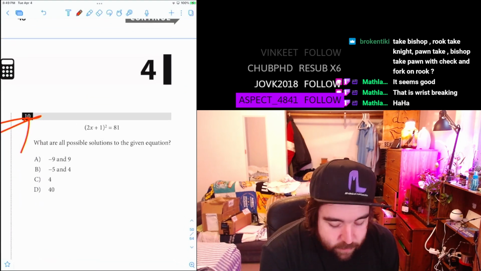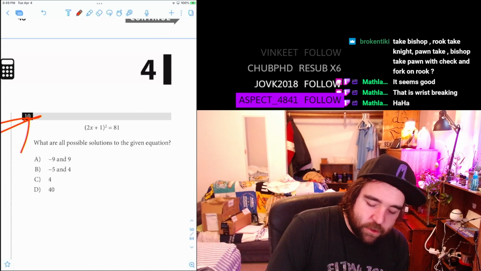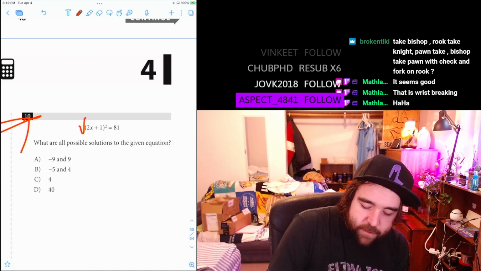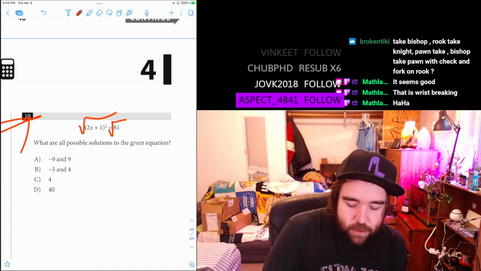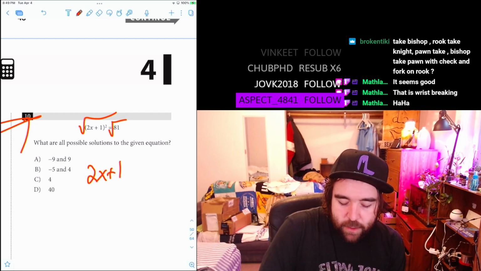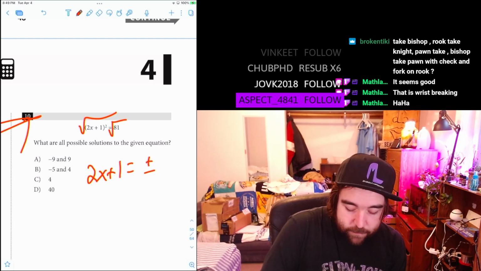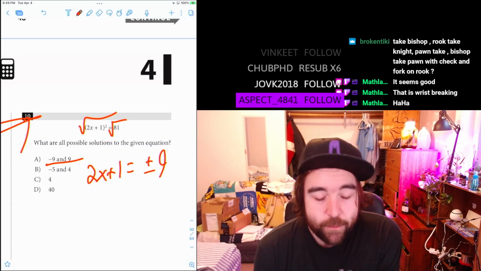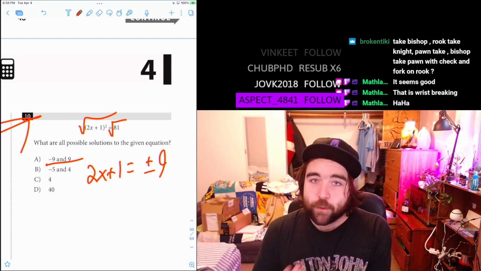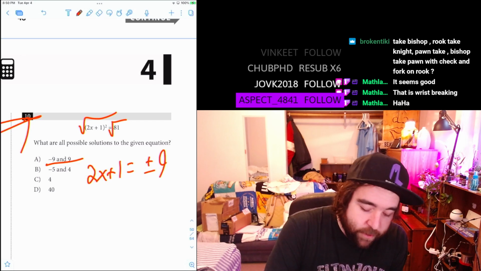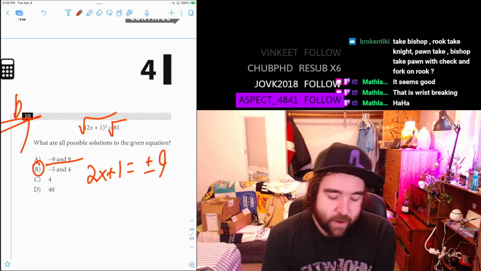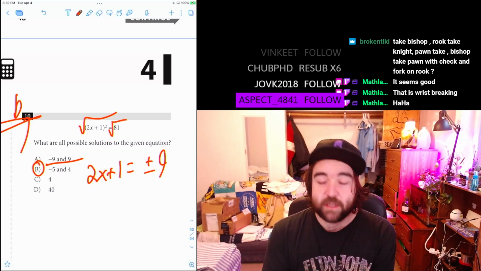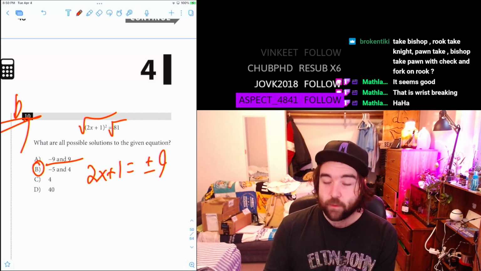All right, what are the possible values? You could, of course, distribute and then refactor, but no. The best way is to square root both sides. Remember the plus or minus. So that's where you get the plus or minus 9. But that's not the solution, right? Because you still have more work to do. So at this point, you're pretty safe to say it's B, because there are 2 solutions, but it's not plus or minus 9 because there's more work you have to do.